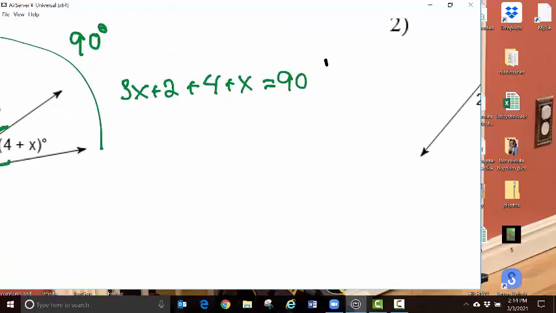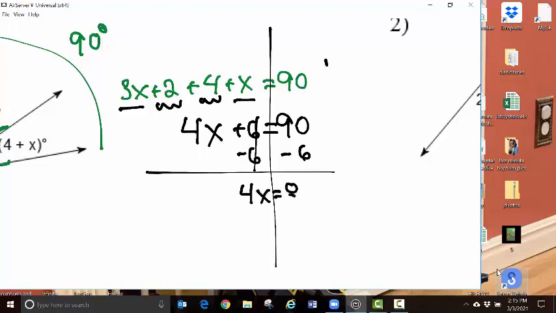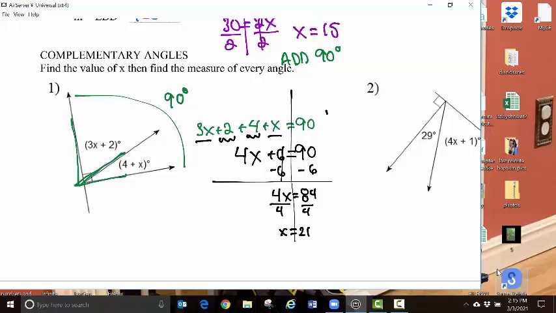Now we solve. Draw a line through the equals. We're going to combine like terms, so 3x plus 1x is 4x. 2 plus 4 is 6. And then it's basic algebra. Minus 6 from both sides. 4x equals 84. Divide by 4. And x equals 21. And in this case, I just asked for x, so I don't have to plug it in. How could I check though? I could plug it in. 4 plus 21. This piece is 25, which means this piece must be 65, because they have to add to 90.